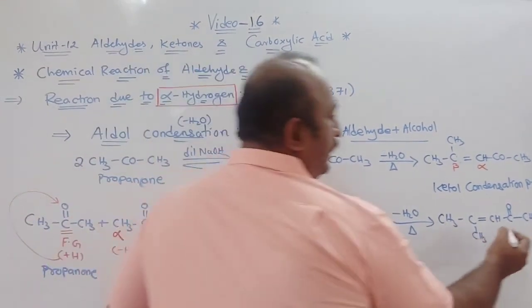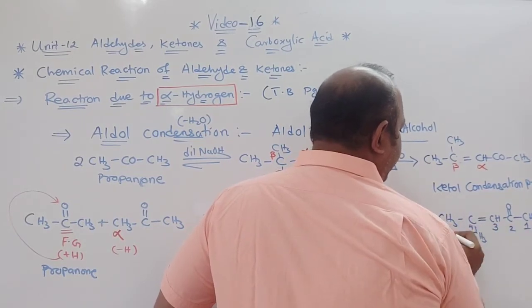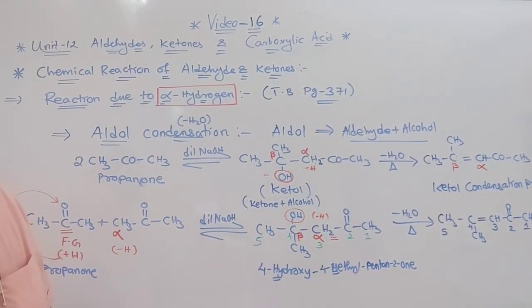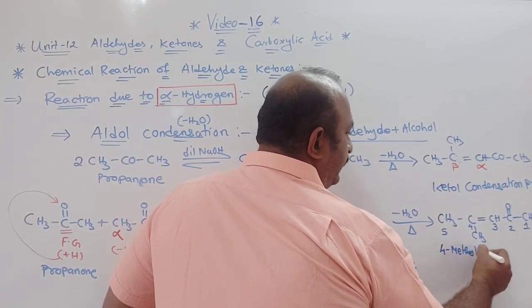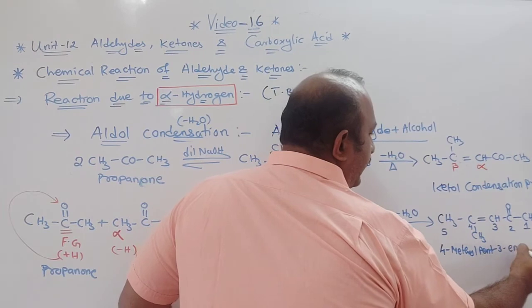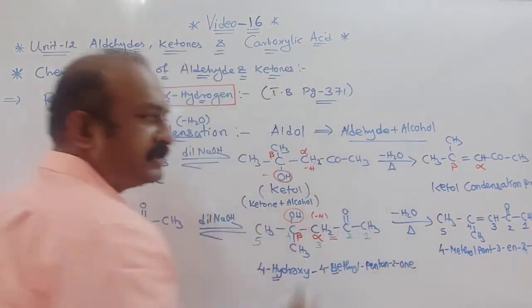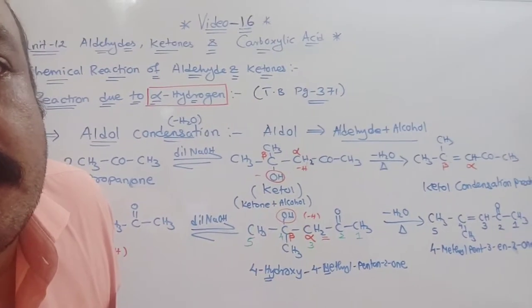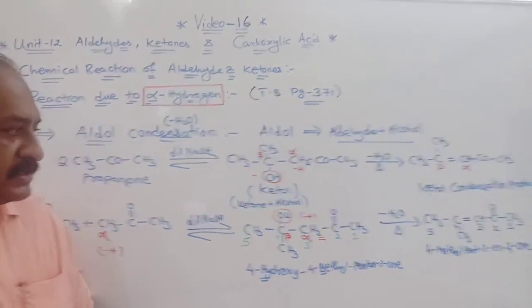Then if you see this one, you can write the numbers like this, 1, 2, 3, 4 and 5. Understood? So in this case also, if you write according to the order, it will be 4-methylpent-3-en-2-one. Understood? So this is the way to write. I think that part also will be clear to you. Okay, I think it is clear now. So this is the way how to do it.